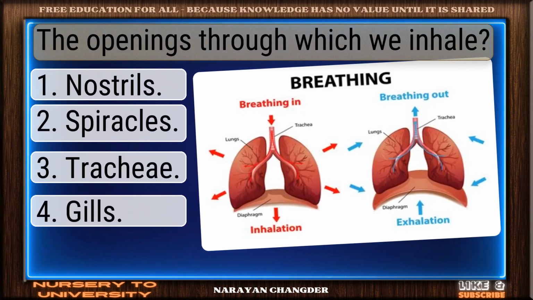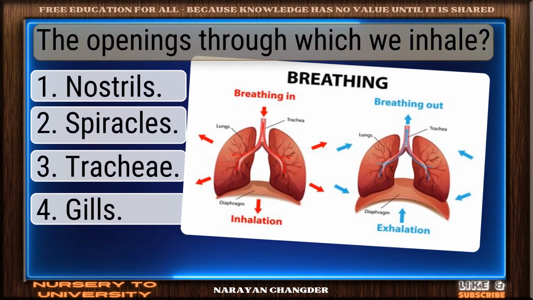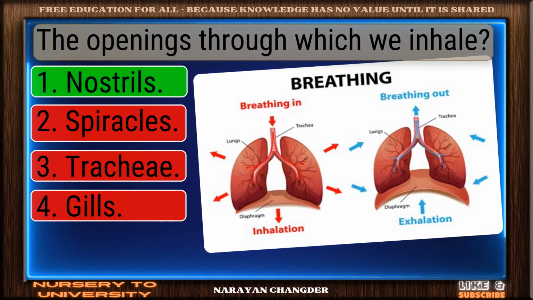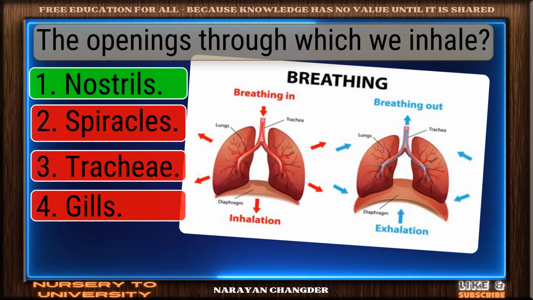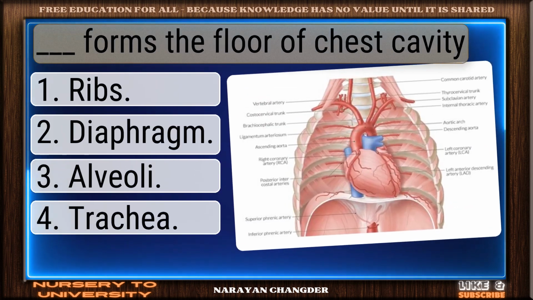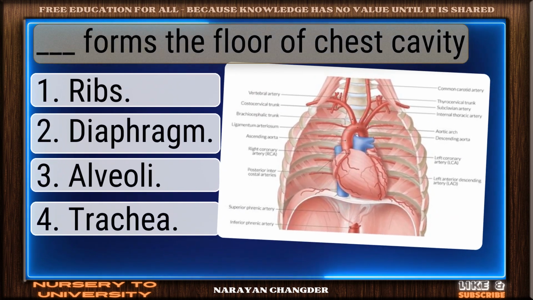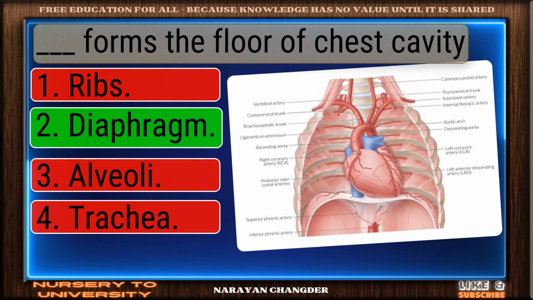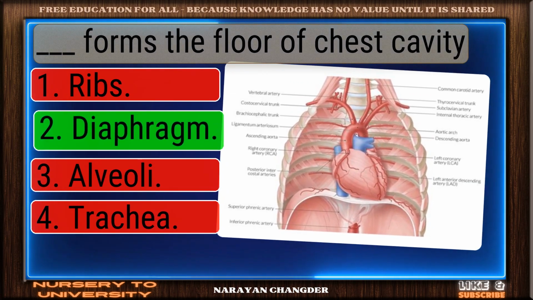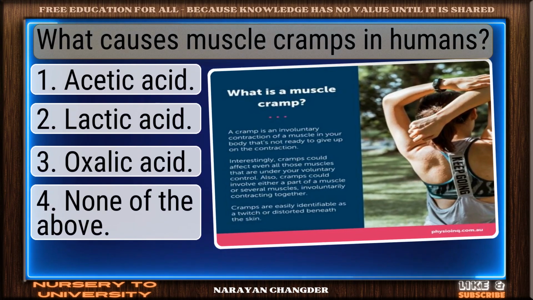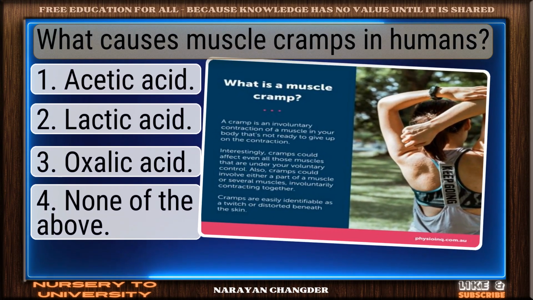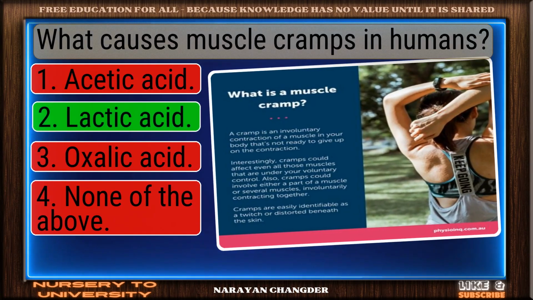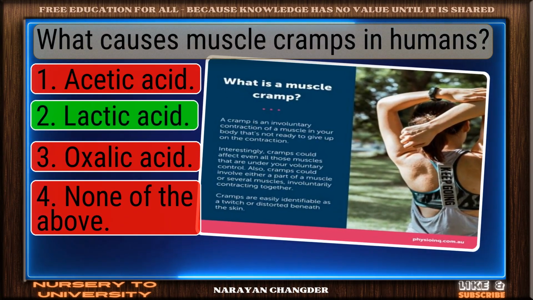Question number 159. The openings through which we inhale. Solid response. Nostrils is a valid choice. Question number 160. Dash forms the floor of the chest cavity. Well done. Diaphragm is the right choice. Question number 161. What causes muscle cramps in humans? Great job. Lactic acid is the accurate answer.